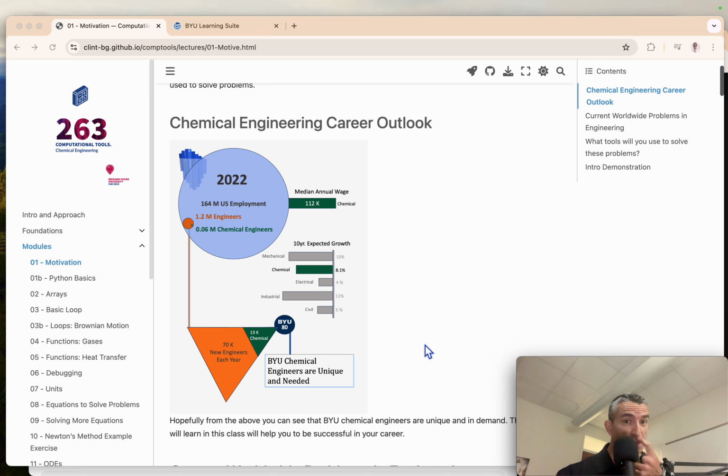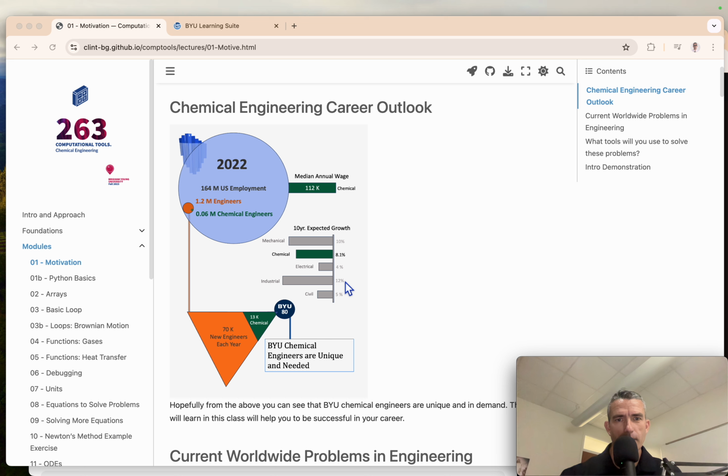there's 164 million employed people in the U.S. as of 2022, and only 1 million of those are engineers, and a very small fraction of those folks are chemical engineers. So was that 6% of the engineers in the country are chemical engineers. So you're needed. Here's the mean annual wage and the growth, the 10-year expected growth from the Bureau of Labor and Statistics. That's where I got the information for this.